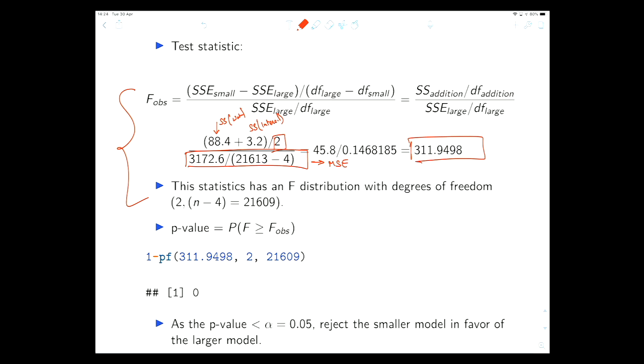You compare that to an appropriate F distribution with 2 numerator degrees of freedom and n minus 4 denominator degrees of freedom, giving us a p-value which is approximately 0, and that would give us the results.